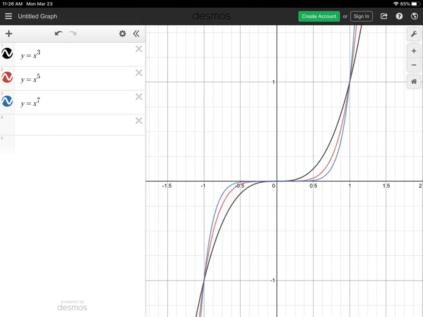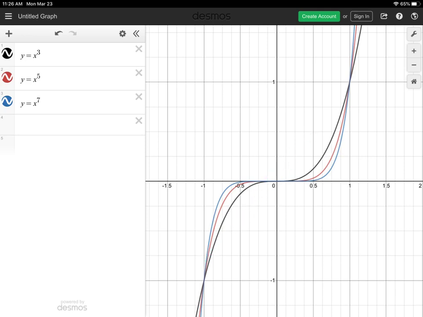So our other really common function that we've seen was our x cubed. So x cubed is the one in black. You can see it looks like our good old-fashioned x cubed. It goes to the origin. Our ends are going in opposite directions.